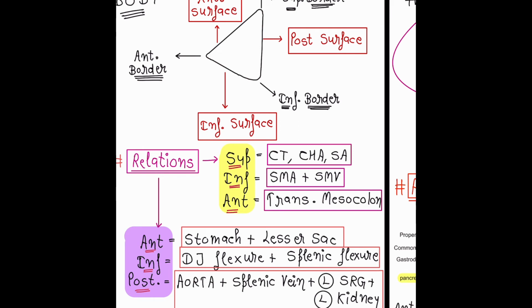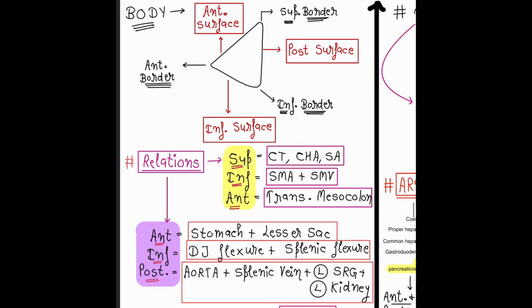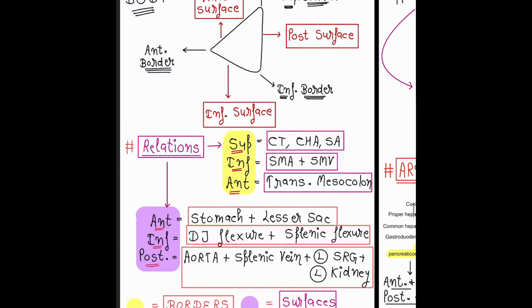Let's revise it once again. Superior border, we have 3 arteries: celiac trunk, 1 branch to the left, 1 branch to the right. Okay, and what about the inferior border now? We have the superior mesenteric artery and the superior mesenteric vein. And lastly, the anterior border facing the anterior side here, what will we have? We'll have the transverse mesocolon running. Okay, so we're done with the borders now. Let's move on to talk about surfaces.